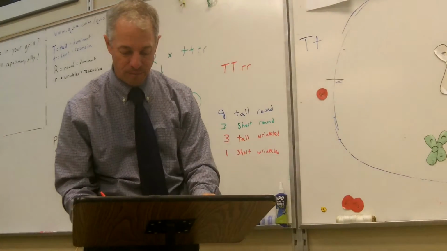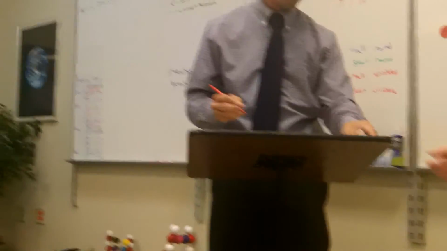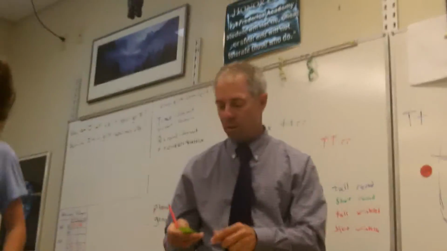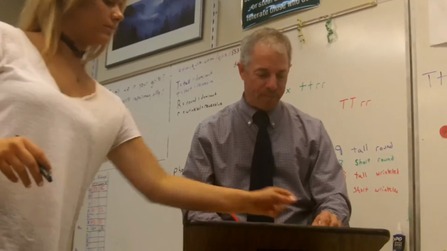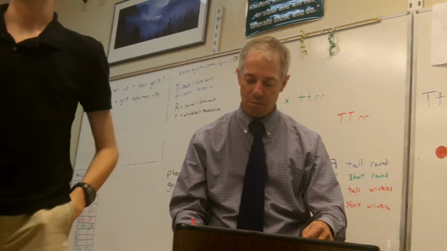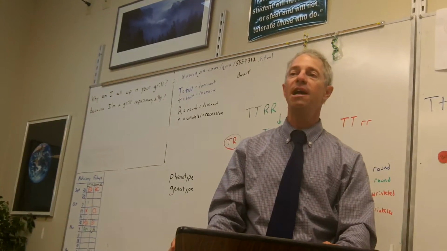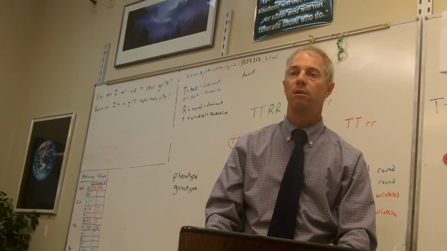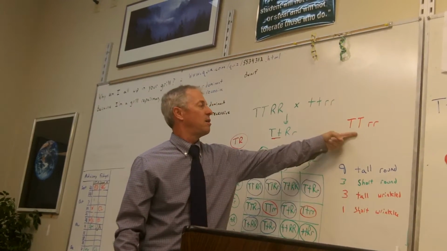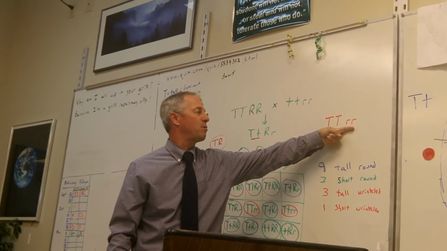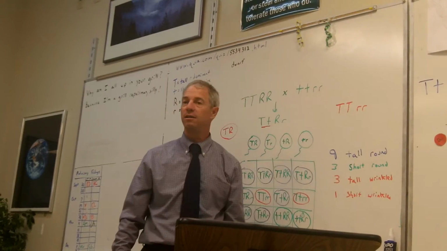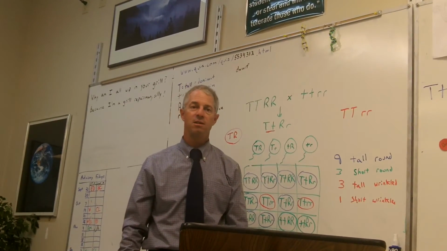Yes, orange is correct. Blue is correct. Green is correct. Peach is correct. White is correct. Anyone else? I figured everybody would get this. That's tall. That's wrinkled. It's a tall, wrinkled plant. That's all you have to write. Does that make sense?